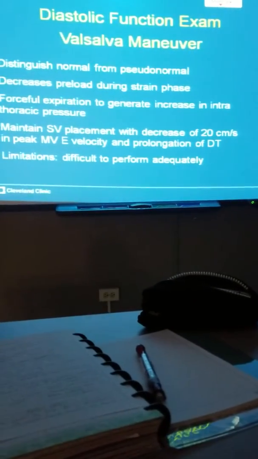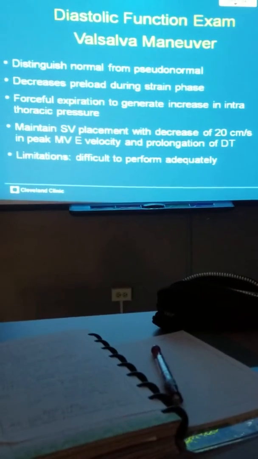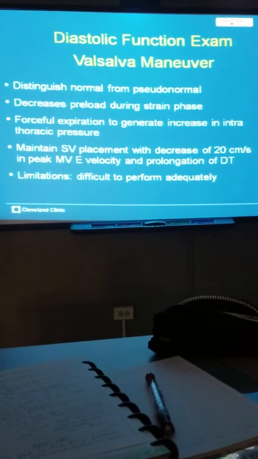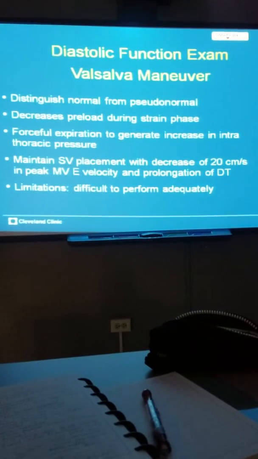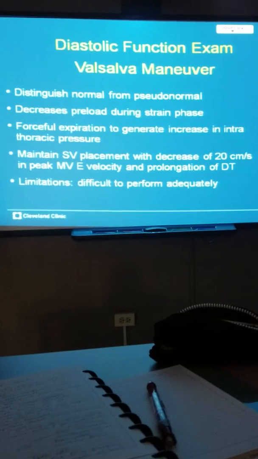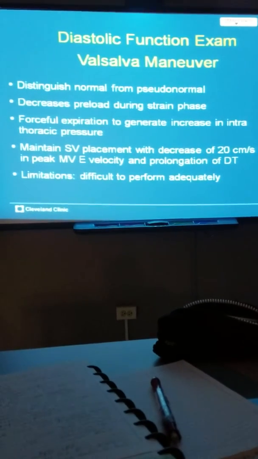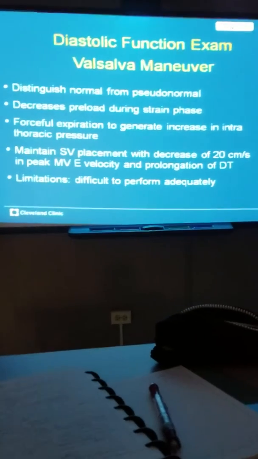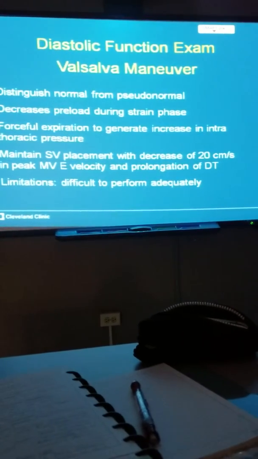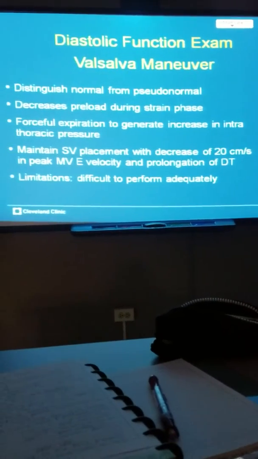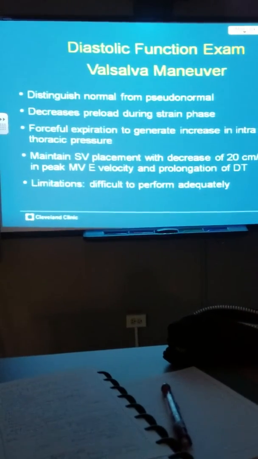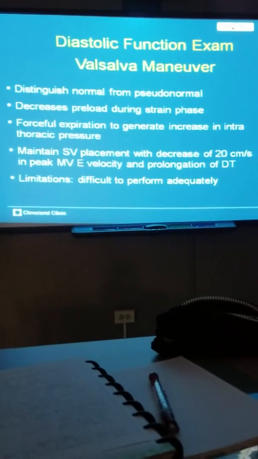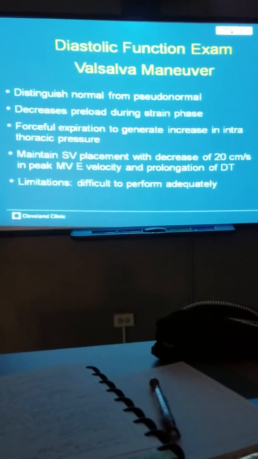Also, to do a complete exam to try to distinguish a normal flow from a pseudo-normal flow, you're going to be using a Valsalva maneuver, because that decreases the preload during the strain phase. You want to have forceful expiration to generate an increase in the intrathoracic pressure. This can be difficult at times to accomplish. I usually do a little practice run with the patient, explaining what you're doing, and have them really push. I tell them to push down with their stomach, like they're pushing it into the bed.